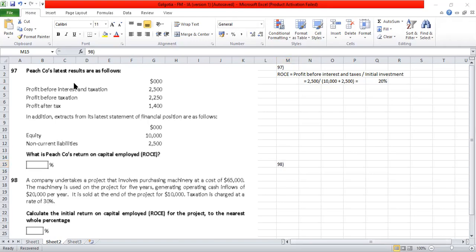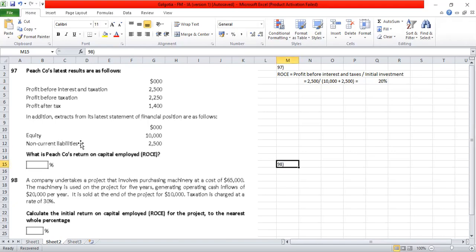There's a question here on the screen, question number 97. So I just wrote the solution. Here we have profit before interest and tax, profit before taxation, and profit after tax. Three different types of profits are given: before interest and tax, before taxation, and after tax. And then we have the information in addition: extracts from its latest statement of financial position are as follows. So equity. Non-current liabilities.